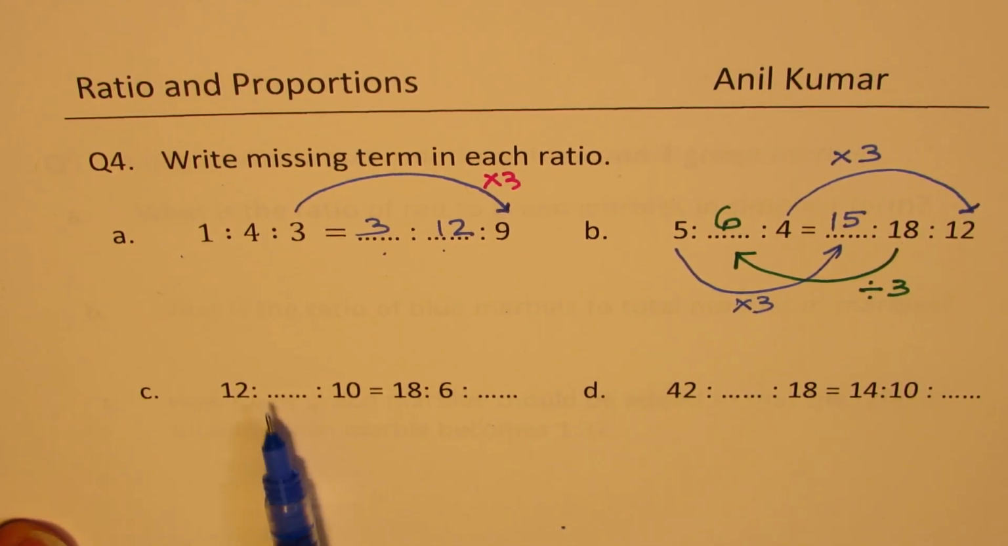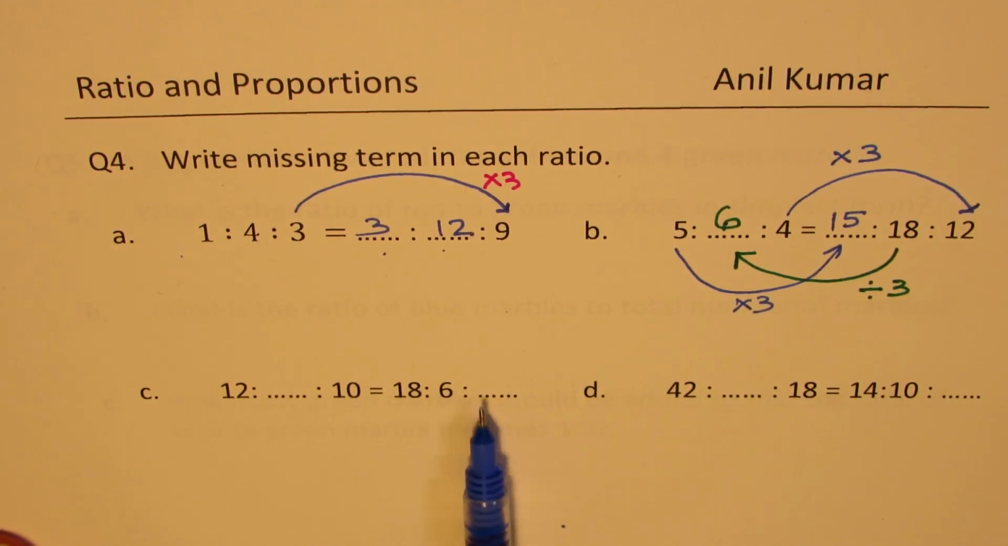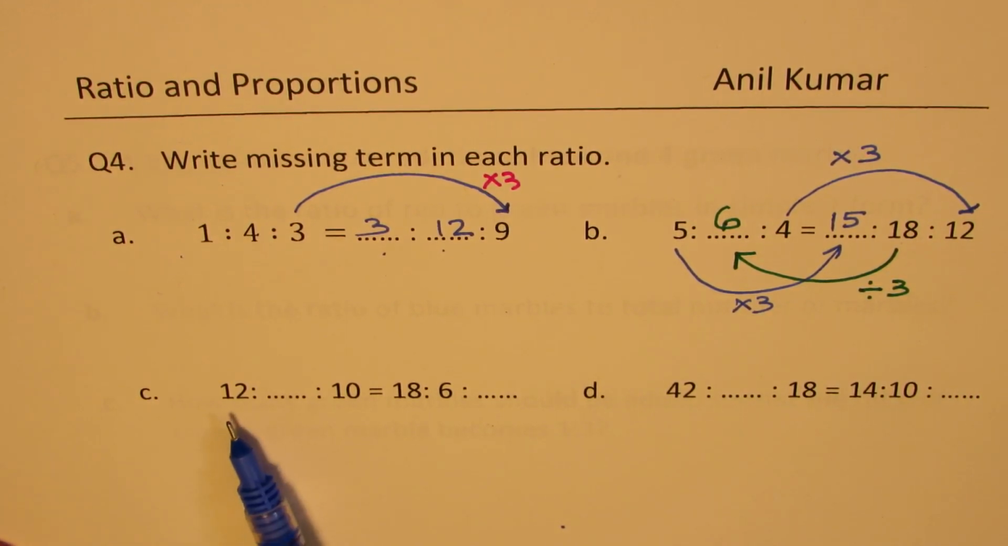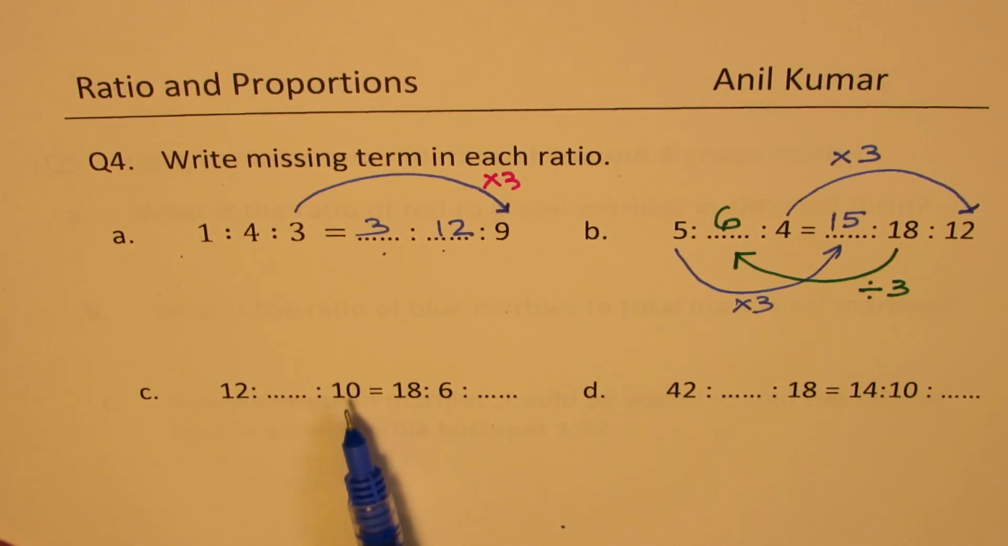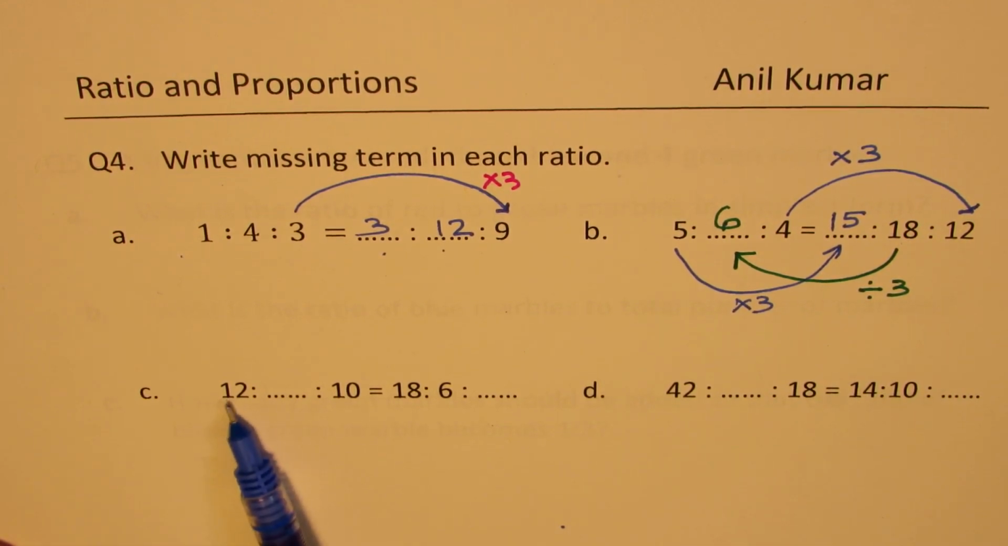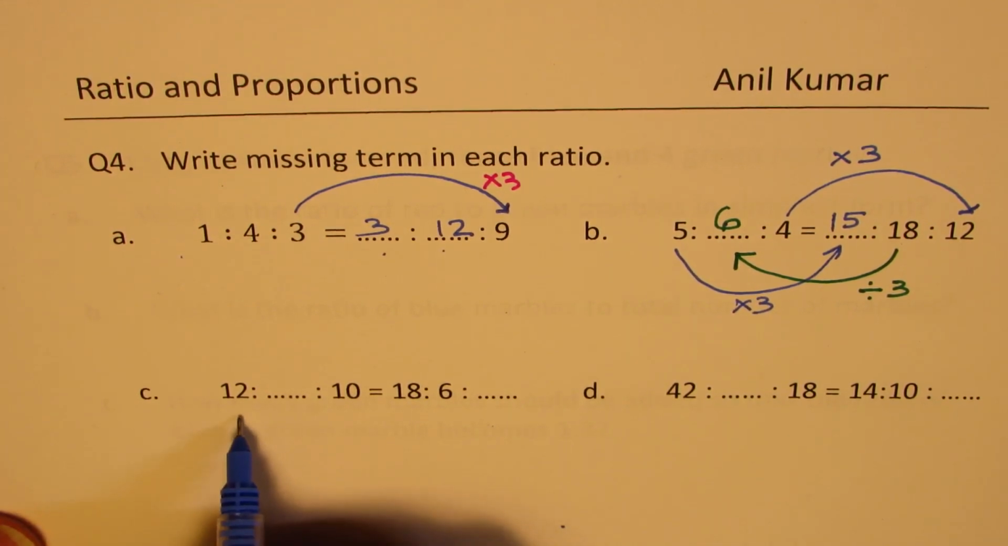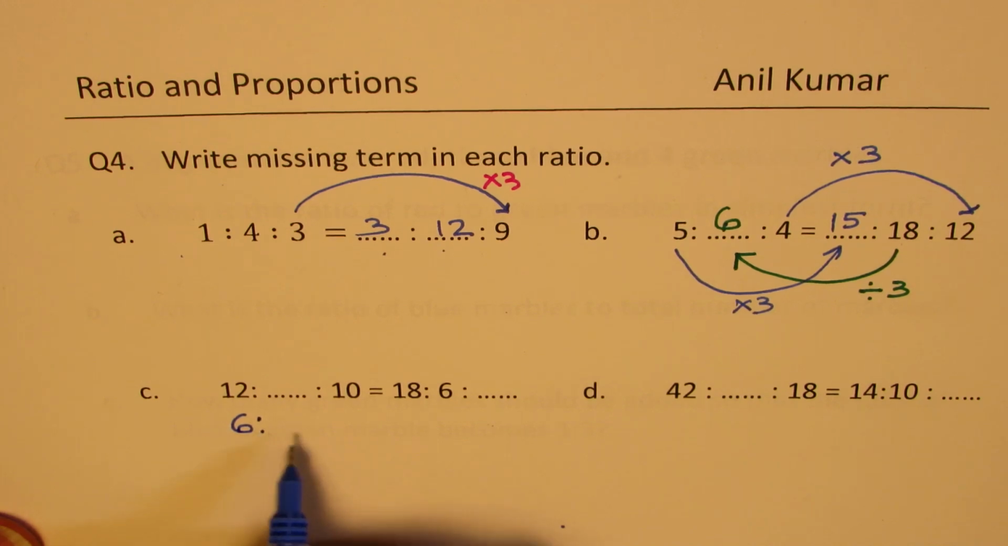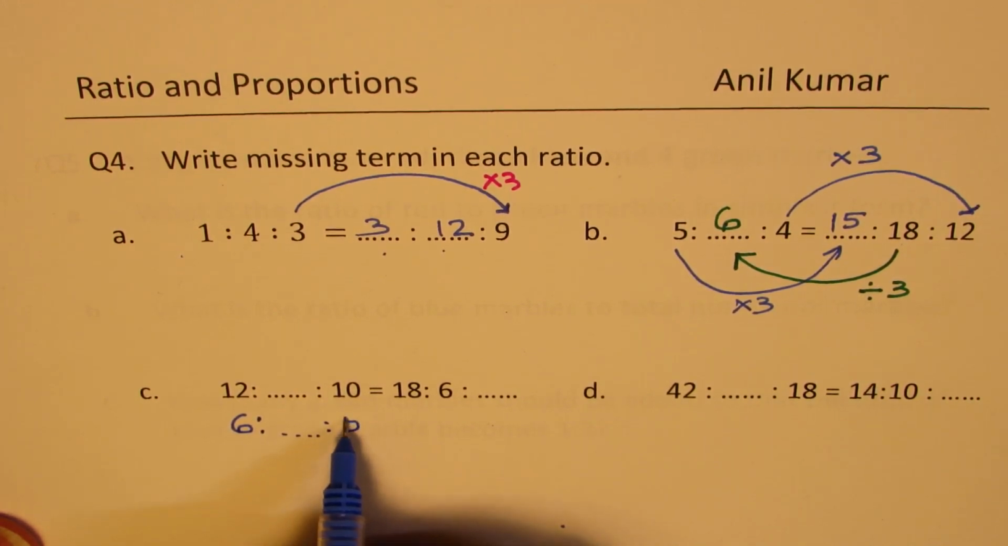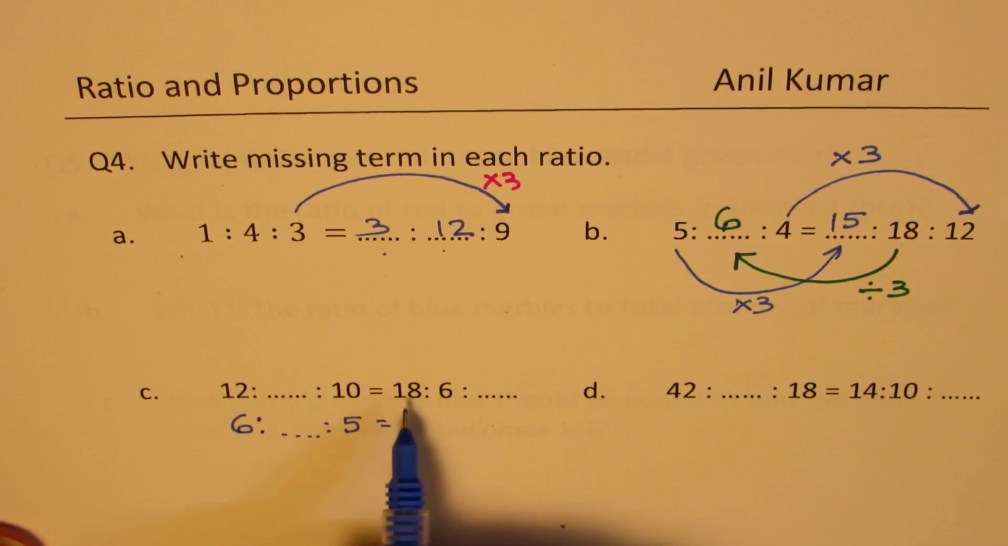Now 12 is to something is to 10 equals to 18 is to 6 is to something else. Can you tell me what will be there in these missing terms? Well, we could simplify this a bit and then move forward. Does it make sense to you? So let me divide both by 2, right? So I could write this as 6 is to something is to 5. So I divided everything by 2, right? Here also I'm dividing by 2.